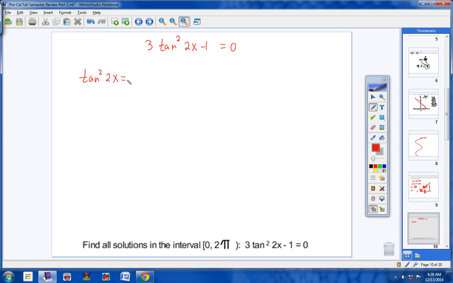of 2x equals 1/3. Now, one of you emailed me about knowing when to put plus minus about a month ago, and I said to you, whenever you choose to put the square root in, if it's not there in the original problem, and you choose to put it in to solve, then that is when you have to put plus minus. Well, we're going to put a square root in because we have a tangent squared. So I'm going to take the square root of both sides.